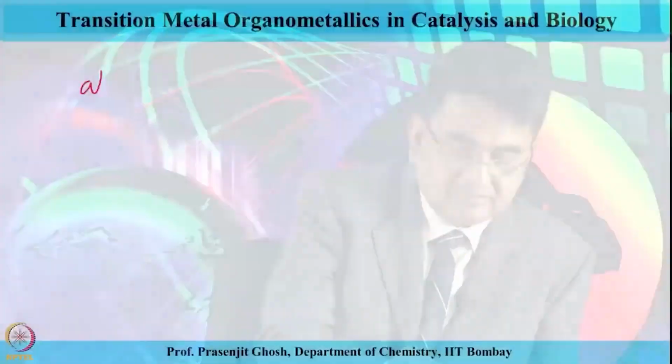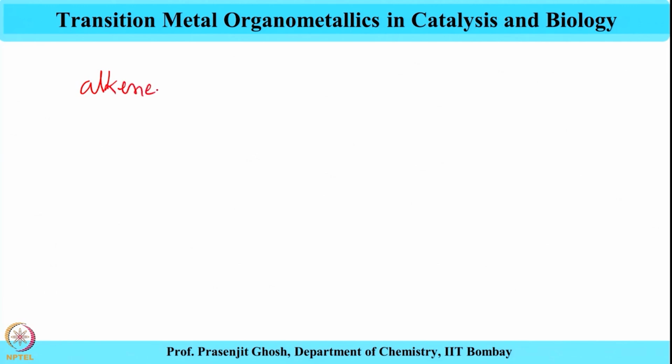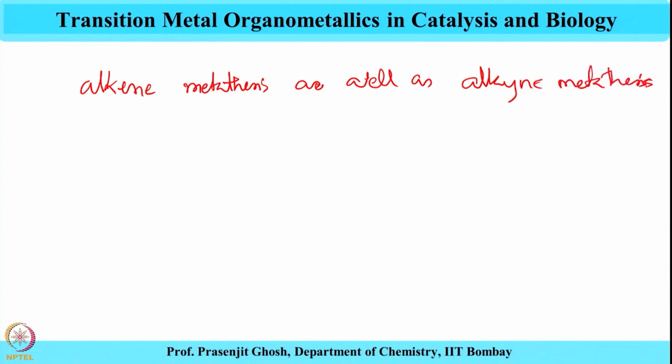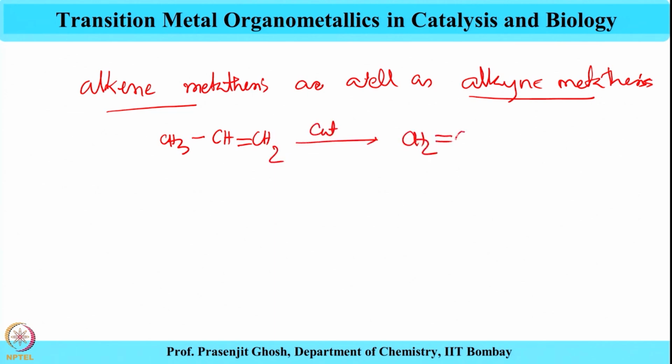So, alkene metathesis as well as alkyne metathesis. We have to see that this reaction is not only limited to alkenes, but also is known for alkynes. A very nice example of this is what we had just discussed earlier, that of propylene in presence of catalyst giving ethylene plus butene.